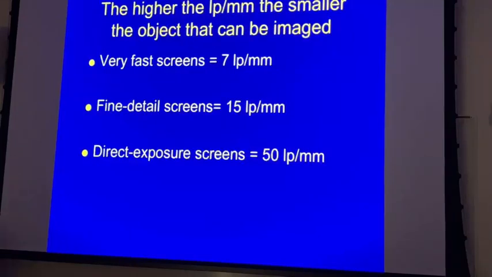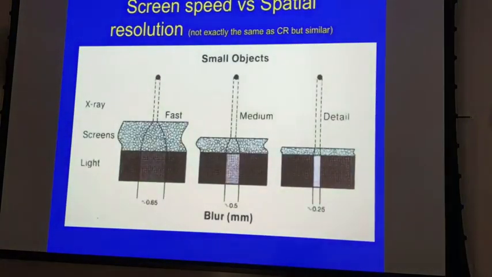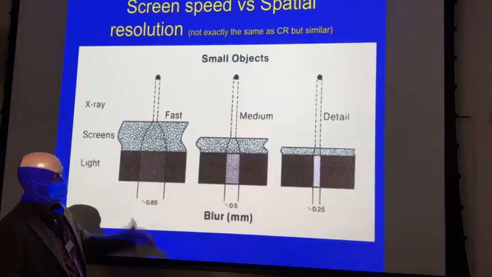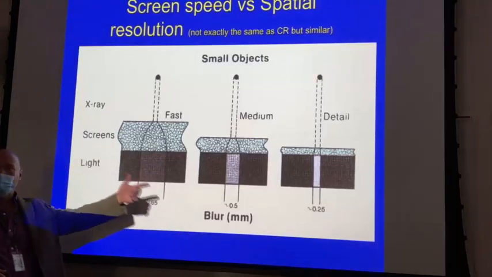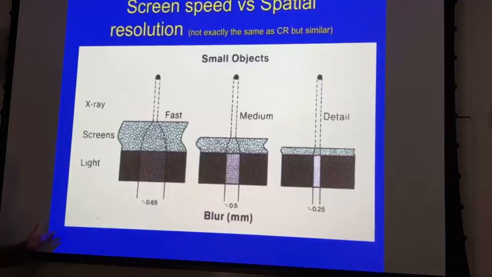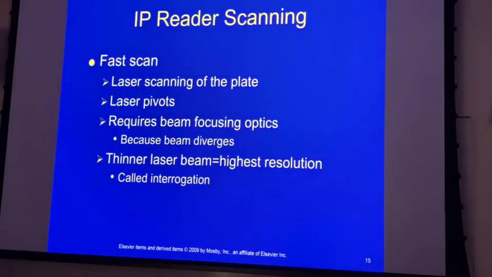Okay, so just in screens, that's what we have, films and screens. Just a graphic representation of really how not only the screens work, but also how the CR plates work as well. Small phosphors, high resolution; large phosphors, because the light spreads out more, we get a loss of resolution. So a lot of similarities between the two.